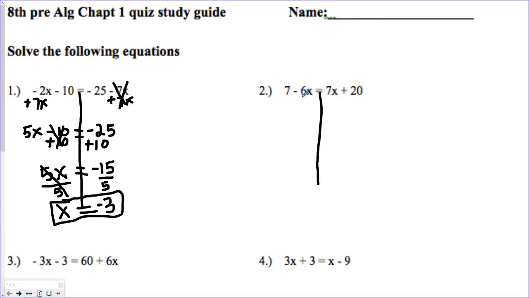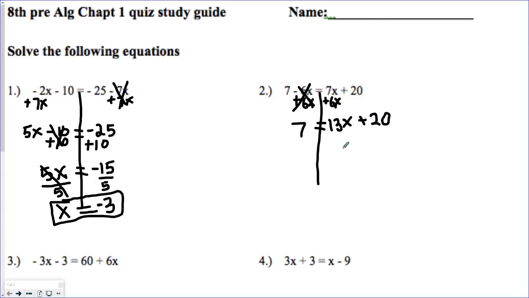The first step, get your x's alone. So negative 6x, positive 7x. Negative 6 is less than negative 7, so I'm going to move that first. So I'm going to add 6x here. I'm going to add 6x there. This goes away. I'm left with 7 equals, over here I have 13x plus 20.